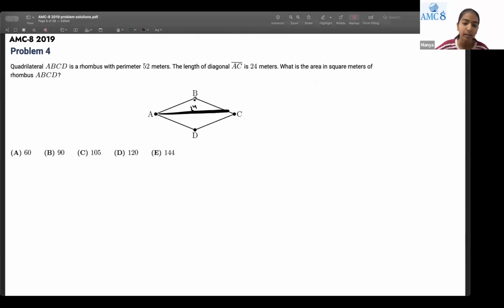And to find out AB, BC, CD, and DA, we'll have to do 52 divided by the total number of sides. And the total number of sides in a rhombus is 4. So 52 divided by 4 is equal to 13. So 13 is the measurement of AB, BC, CD, and DA. So now, since we know the measurement of the outer sides, we need to know what is the measurement of BD.